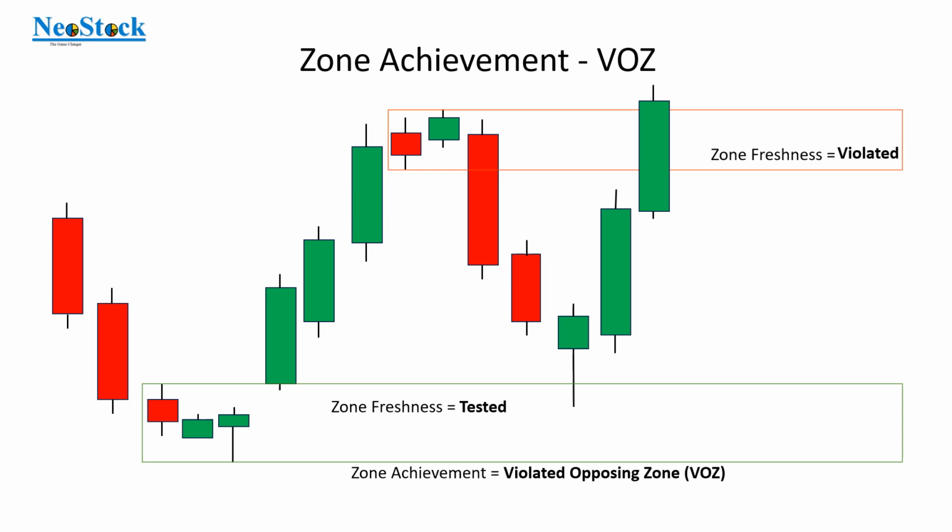Because the push is so powerful, this zone is getting an achievement. That is violated opposing zone. This is the story behind the zone achievement type, violated opposing zone. Hope you understand this point.